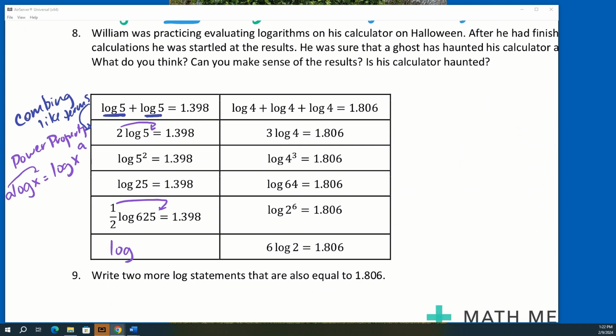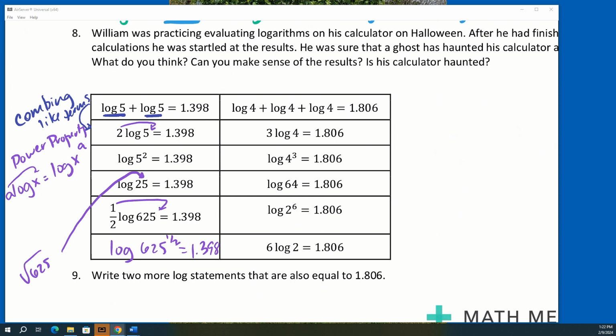So I can take that 1/2 and make it a power of 1/2. What does it mean to raise something to the 1/2? Square root. So that right there is the square root of 625. Is that 25? Yes. So that's why it all works. So it all checks out. Nothing weird happening on that side.